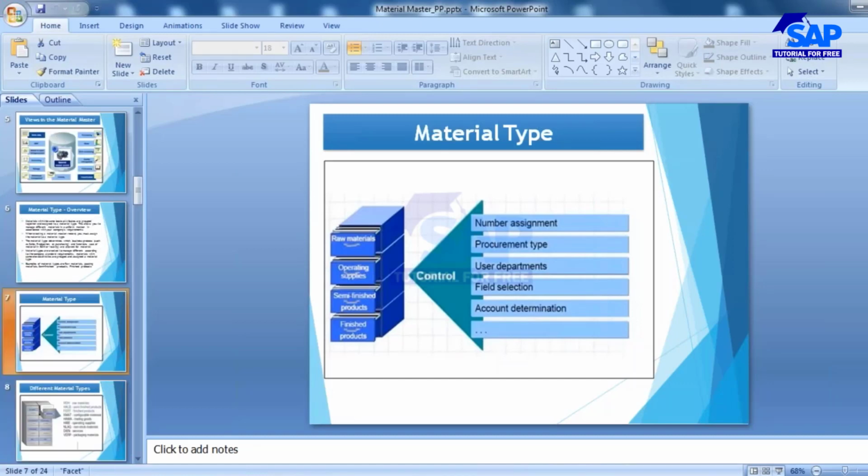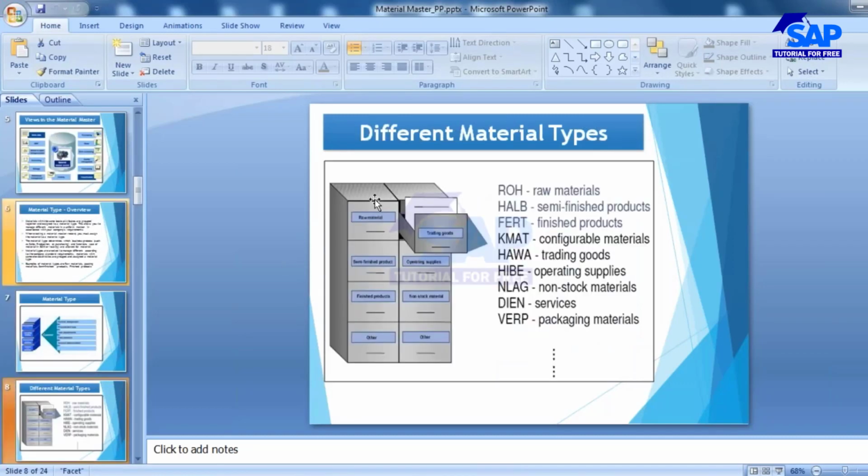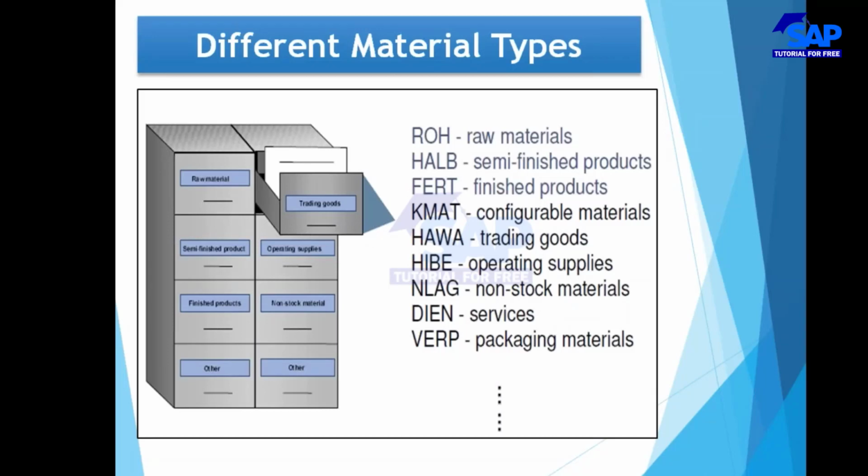Now, some of the material types. These are some of the important standard material types in the system. We already discussed raw materials, semi-finished products, and finished products. Other than these there are configurable materials, trading goods, operating supplies which are used in the plant maintenance module, non-stock materials, services, and packaging materials.